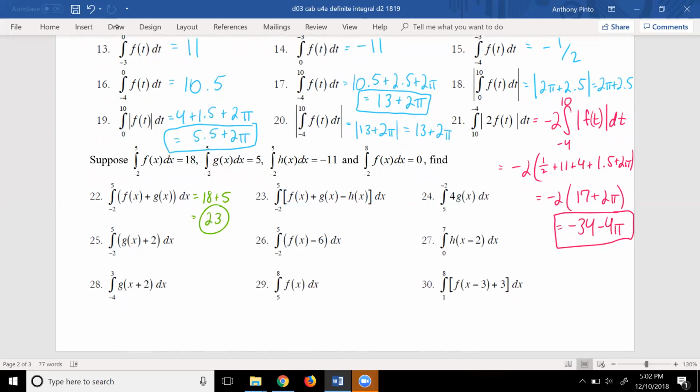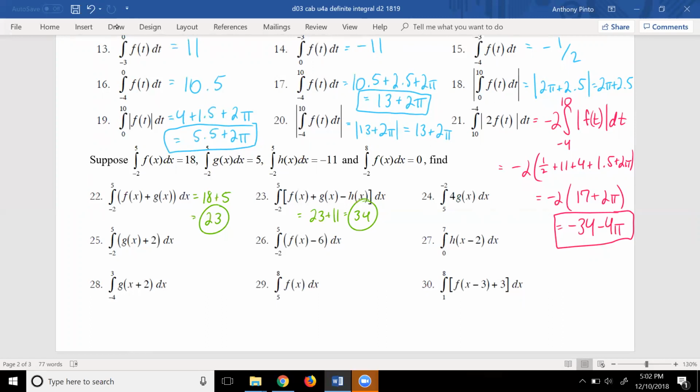The integral from -2 to 5 of f of x plus g of x minus h of x. It's just as easy. F of x plus g of x, we already said that was 23, minus h of x. H of x is -11, so minus -11 is plus 11, which gives us an answer of 34.